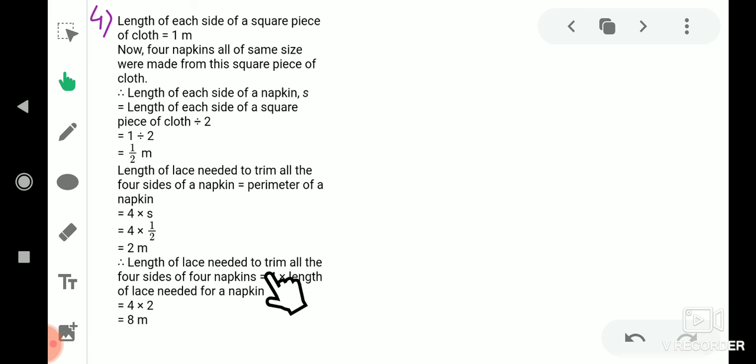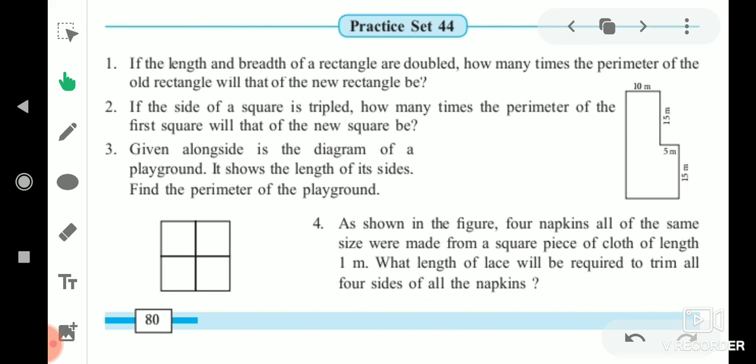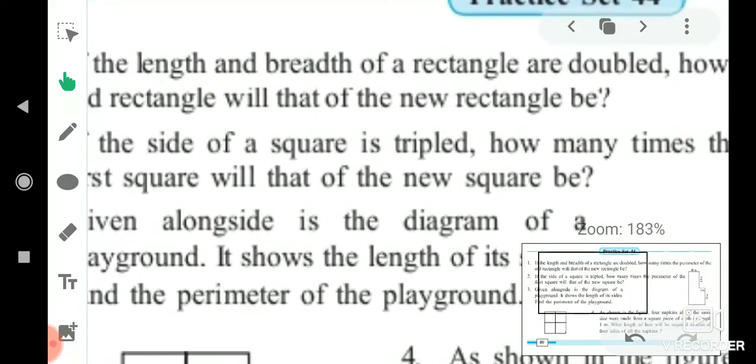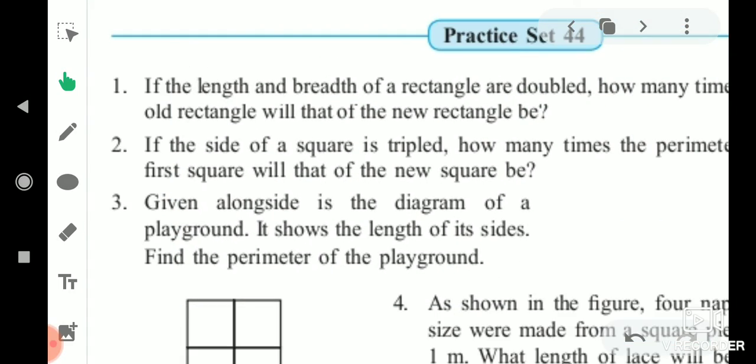The length of the lace needed to trim all the 4 sides of 4 napkins is equal to 4 into the length of lace needed for a napkin, that is 4 into 2, that is 8 meters. Okay, clear? Here we have completed exercise number 44, and question number 2 is homework for you. Try it on your own.